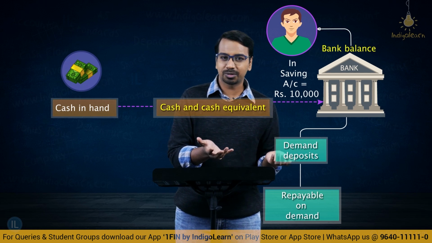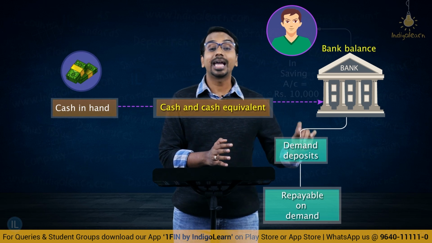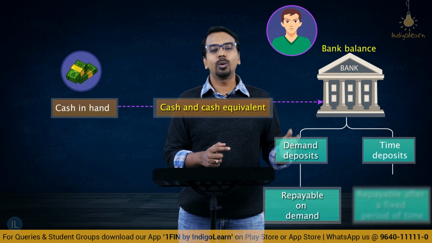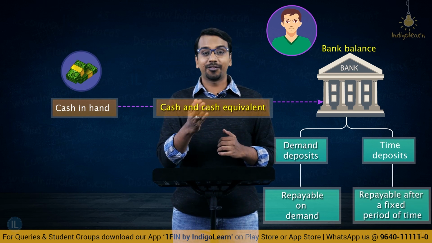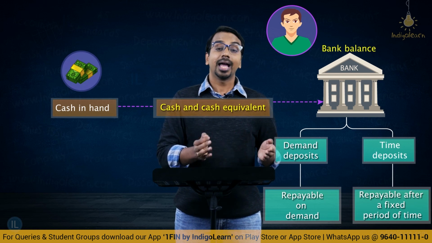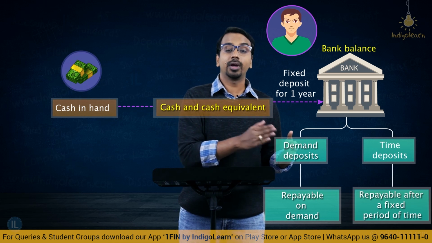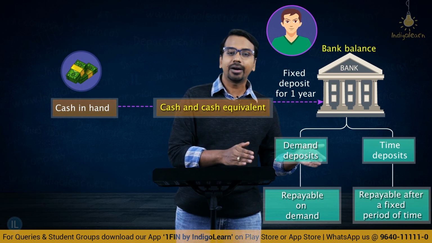So then what are the other kinds of deposits? There is something called a time deposit. When something is called a time deposit, it will be repaid only after a fixed period of time. Say for example, when you go to a bank and you open a fixed deposit for, let's say, 1 year, the bank will not pay you whenever you demand it. The bank will pay you only after 1 year.